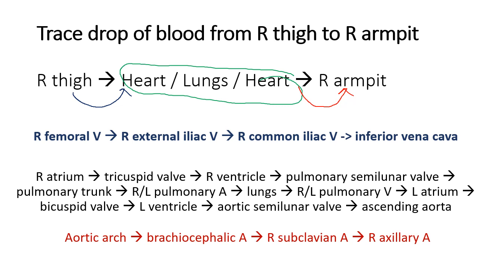So again, whenever you're asked to do a blood trace, think in terms of three pieces. Start at the point you're given, travel on veins to your right atrium, heart, lungs, heart in the middle, and then arteries to your end point.